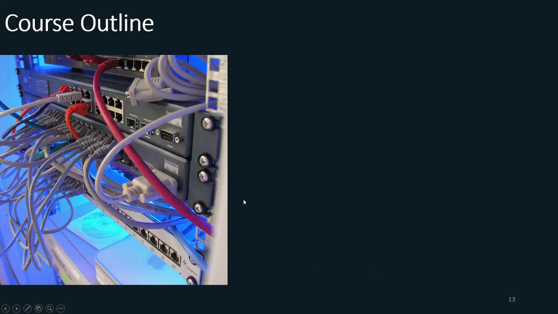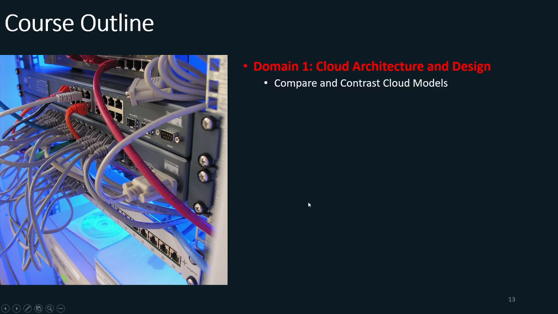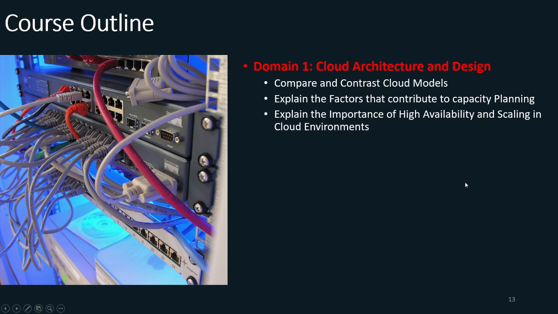Let's take a look at the course outline. This is our course outline. Domain 1, we're going to talk about cloud architecture and design. We're going to compare and contrast cloud models. We're going to explain the factors that contribute to capacity planning. We're going to look at the importance of high availability and scaling in cloud environments.